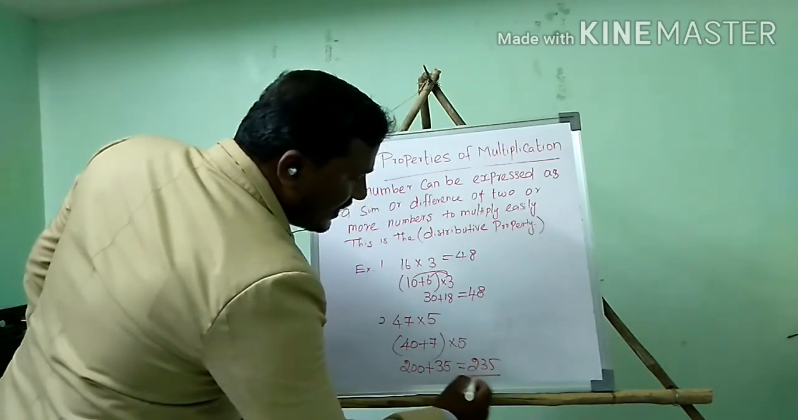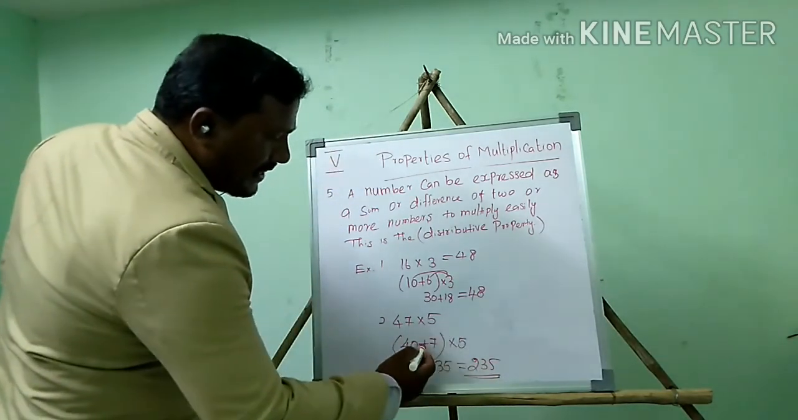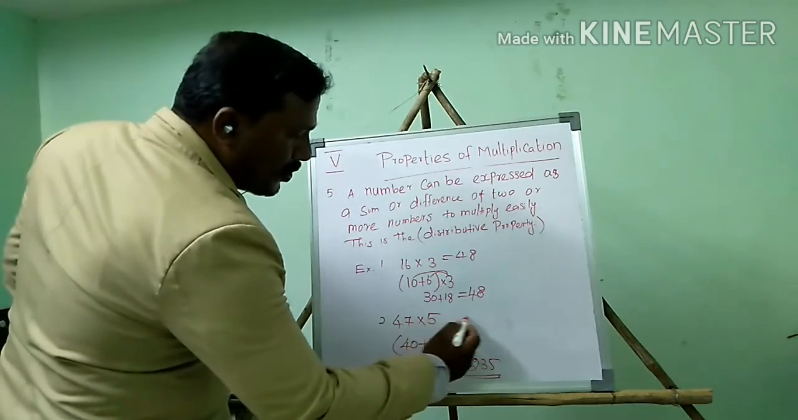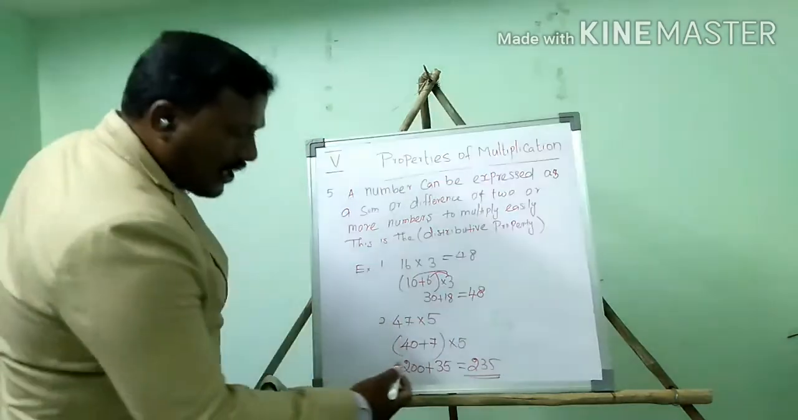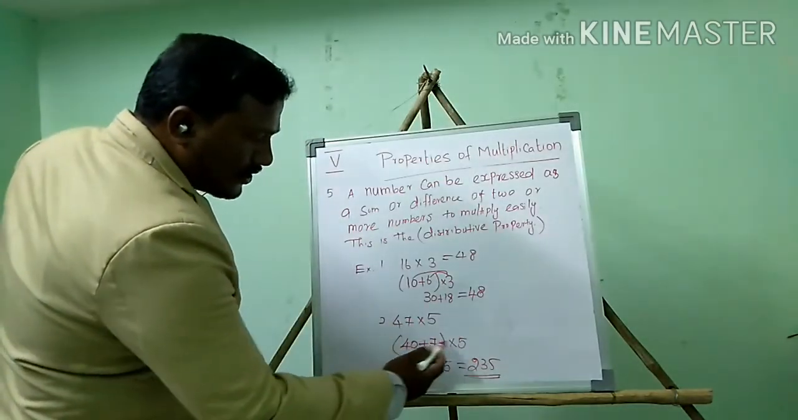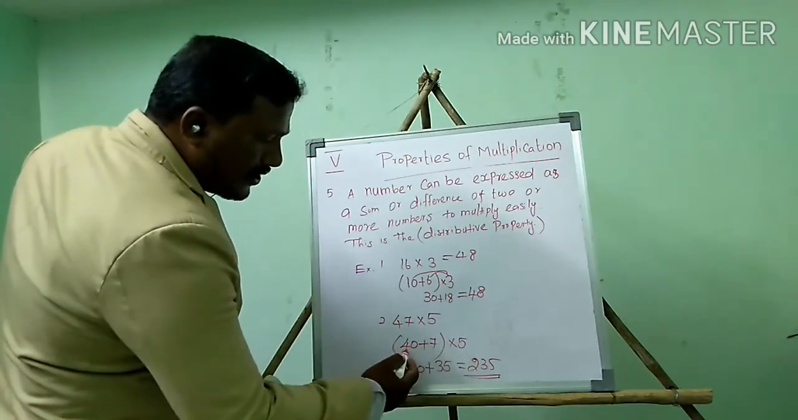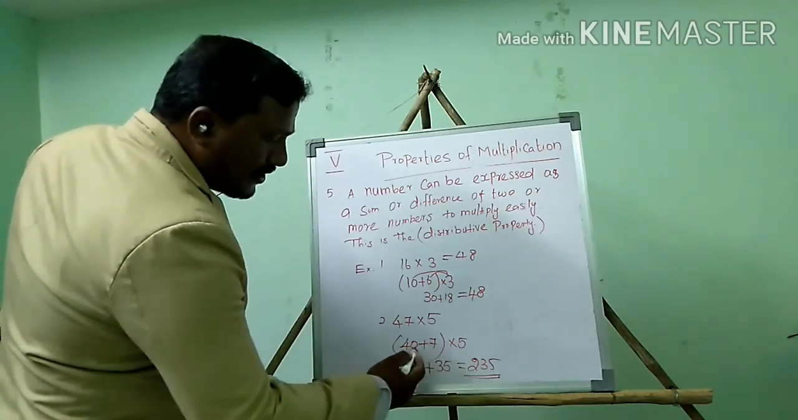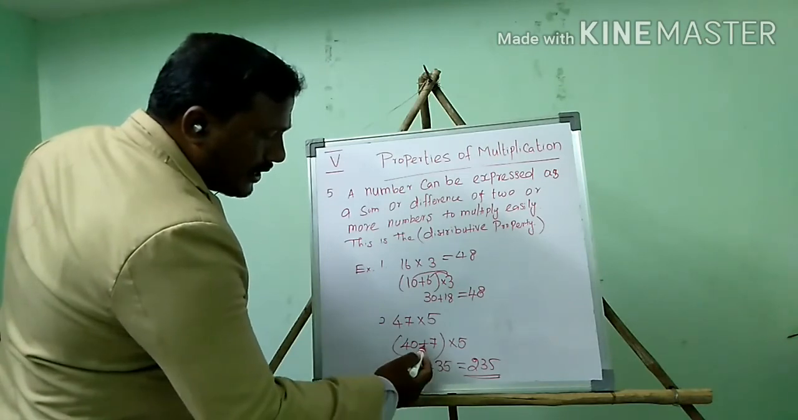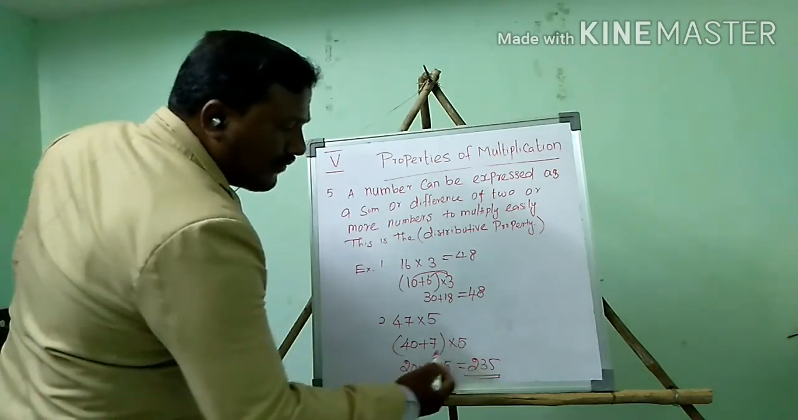235, the answer we get easily, no? But if you multiply 47 directly, you feel some difficulty. Now you can do it easily. 40 times 5: 4 fives are 20, 0 times 5 is 0, so 200. Plus 7 fives are 35. So 235 we can get easily.